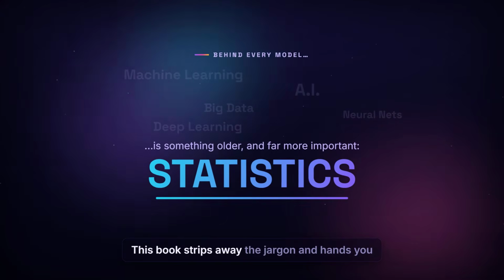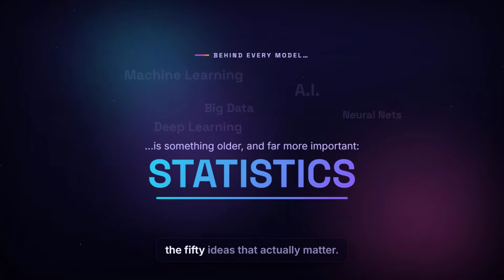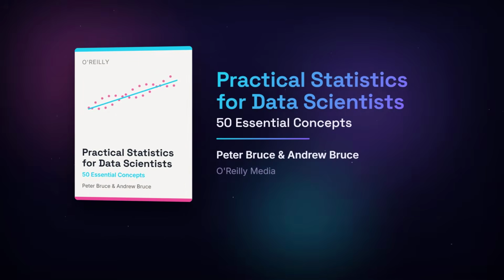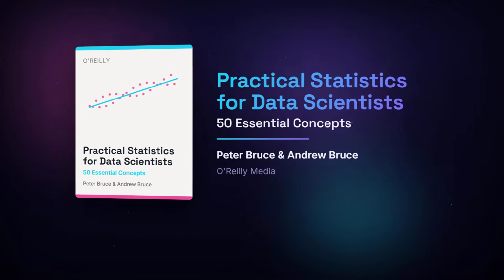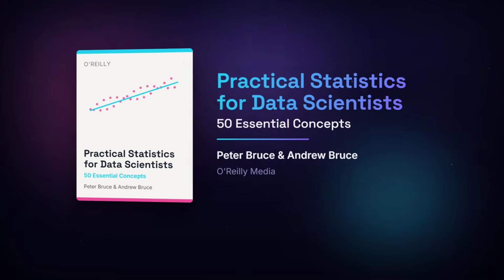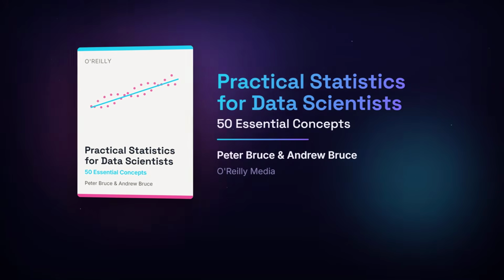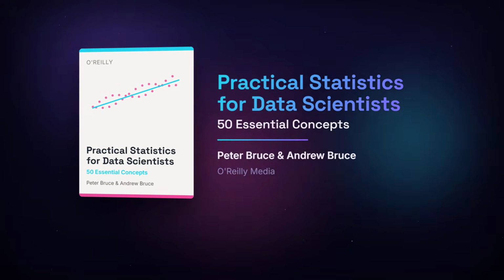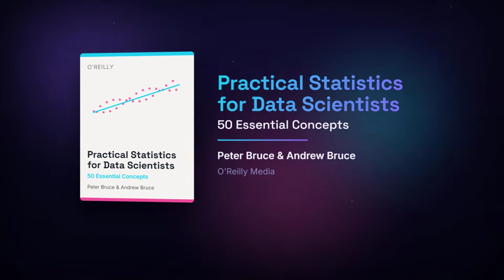This book strips away the jargon and hands you the 50 ideas that actually matter. This is Practical Statistics for Data Scientists: 50 Essential Concepts by Peter Bruce and Andrew Bruce, published by O'Reilly.